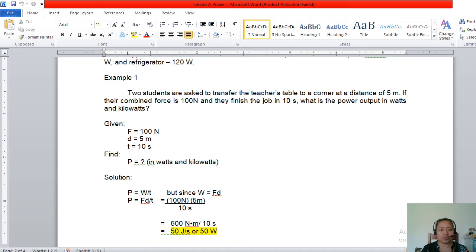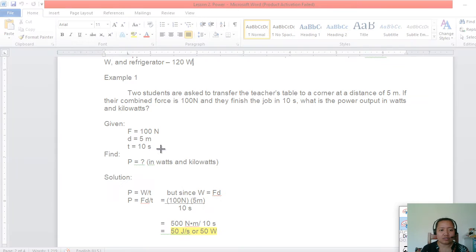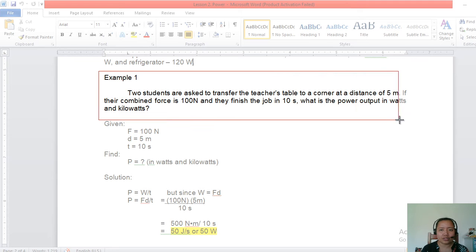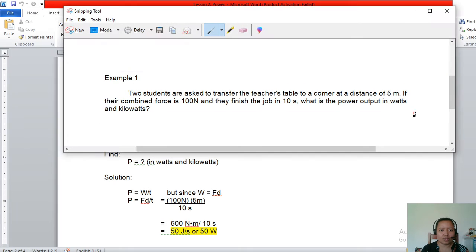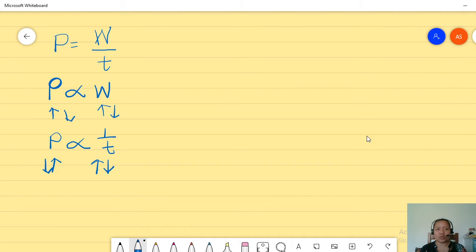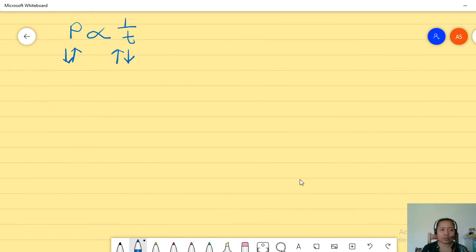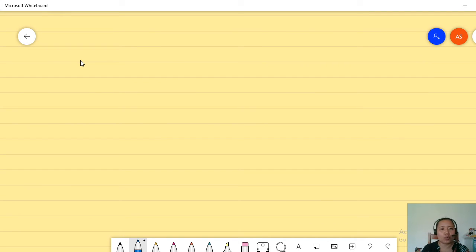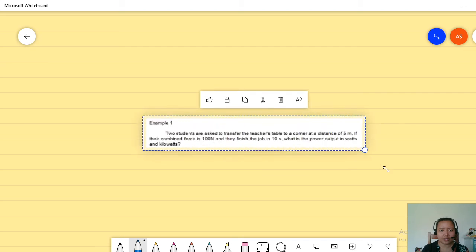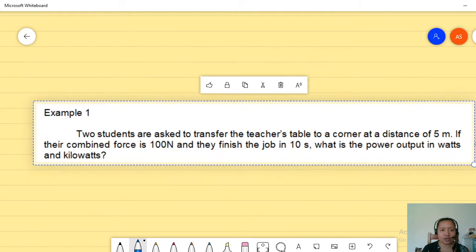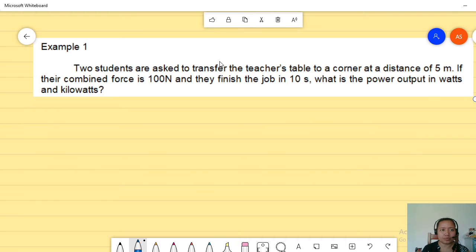So example number 1. Let's copy this one, and then let's solve it on the other side. So we have here one example of a word problem for lesson number 2, power. Example number 1. Let's make it a little bigger. Okay, this is our word problem.